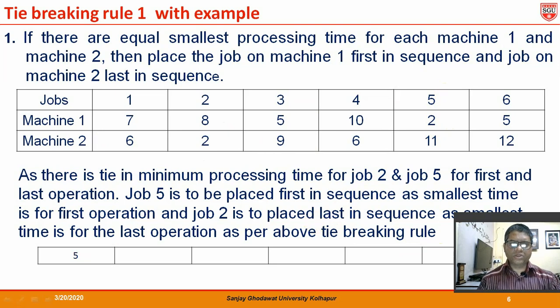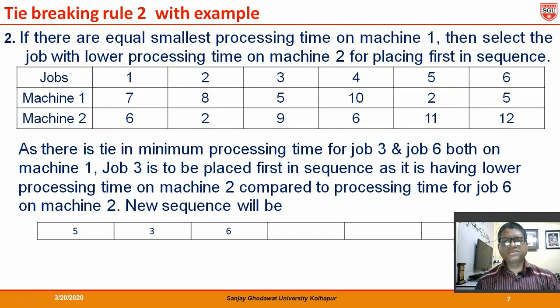This is the first tie breaking rule. It may be possible that the smallest processing time is for both on machine 1. So, if you look at job 3 and job 6, the smallest processing time is the same, and it is 5 for the first operation. Now, which of these, job 3 as well as job 6, is to be sequenced first?